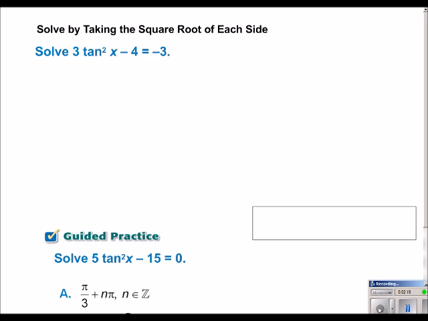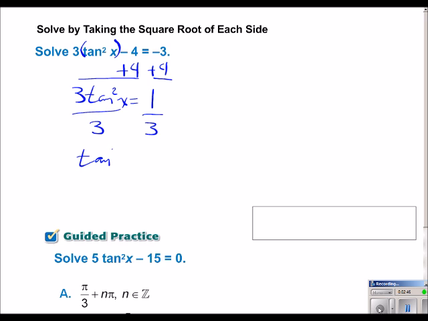In the next example, we see that we have a tangent squared. So if we just treat this like a normal everyday equation, thinking of the tangent squared of x as being our variable, we would start off normally by adding 4 to each side. So nothing unusual there. So we have 3 tangent squared x equals 1, and divide by the 3. So we have tangent squared x is 1/3.